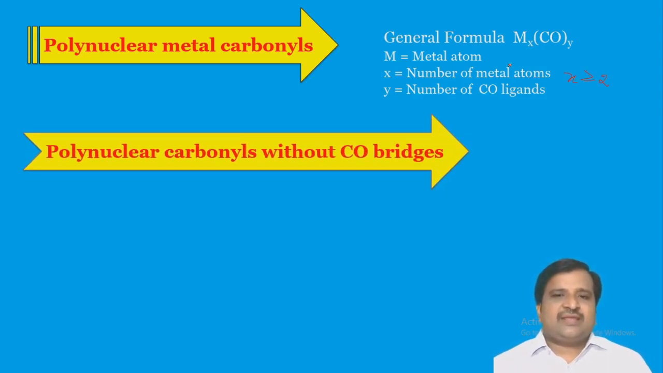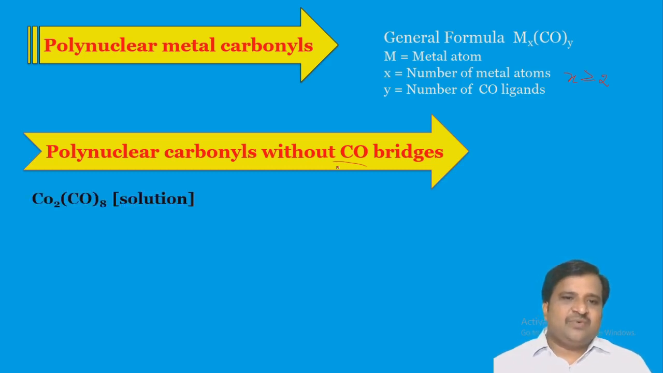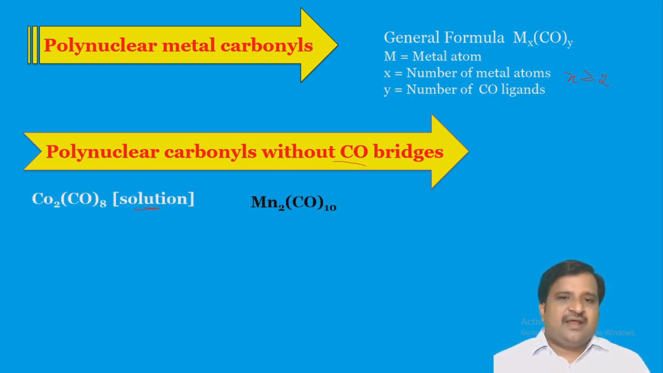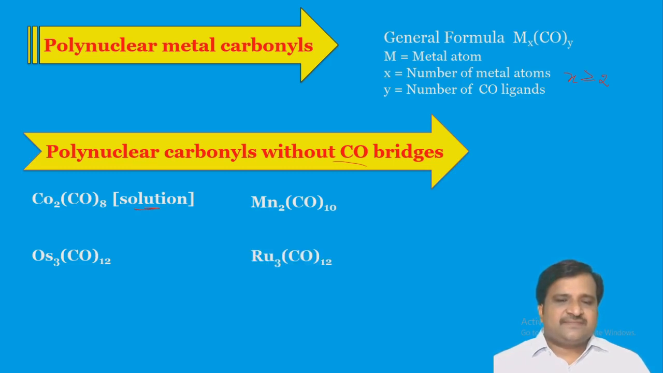These polynuclear metal carbonyls are again of two types, based on the CO ligand attachment. First, without CO bridges. Example: Co2(CO)8 in the solution state. In the solution state these metal carbonyls have no CO bridge bonds. Other examples are Mn2(CO)10, Os3(CO)12 and ruthenium Ru3(CO)12. So these are examples without CO bridges.